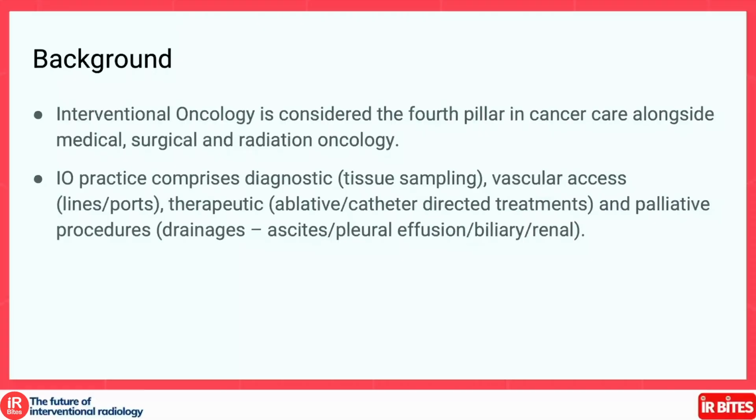So interventional oncological practice comprises various procedures and is broadly categorized into diagnostic, where we take tissue samples, such as biopsy or aspirates, with image guidance; vascular access techniques, simple Hickman lines or dialysis catheters or portacats; therapeutic procedures, which include ablative techniques, which we'll discuss in more detail today, and catheter-directed treatments, such as transarterial chemoembolization, where we're delivering chemotherapy to an organ, such as the liver, or transarterial radioembolization, otherwise called selective internal radiation therapy, where we're delivering beads carrying radioactive material into the liver; and palliative procedures such as drainages, which may be ascites, pleural effusion, biliary drainages, or nephrostomies.